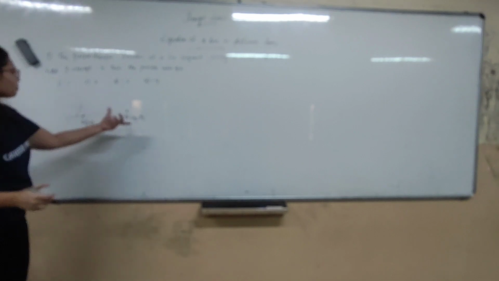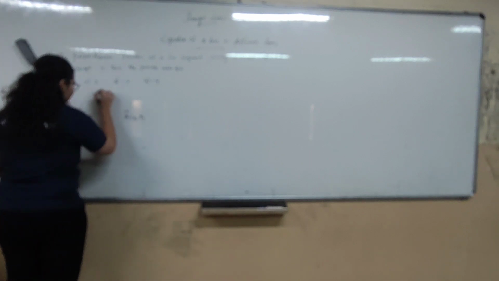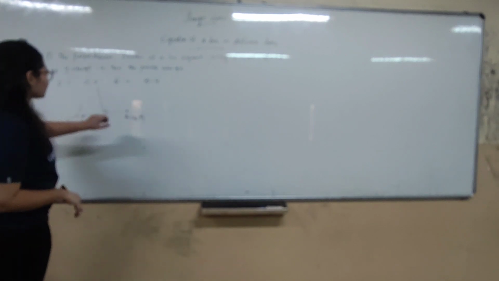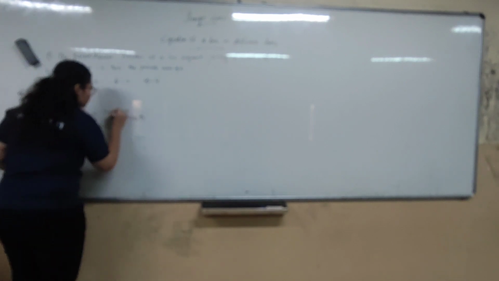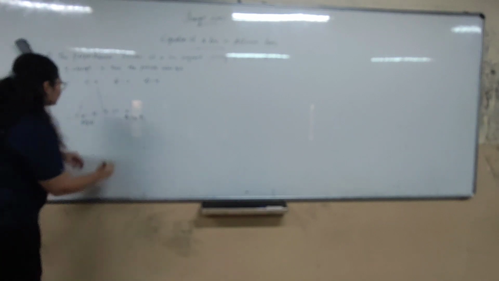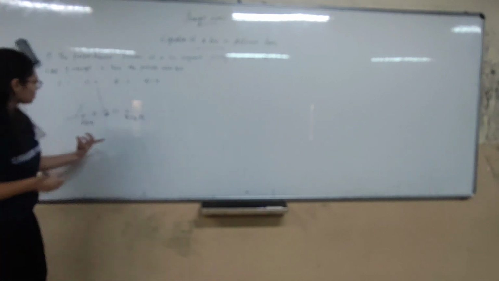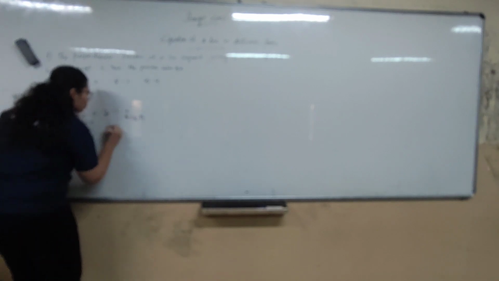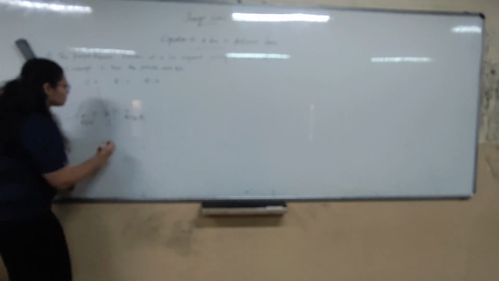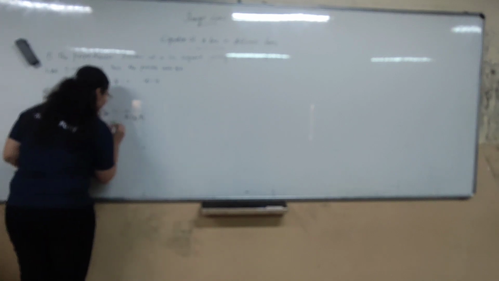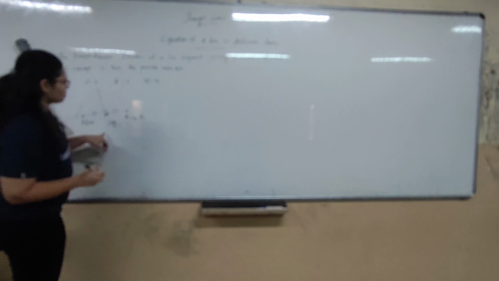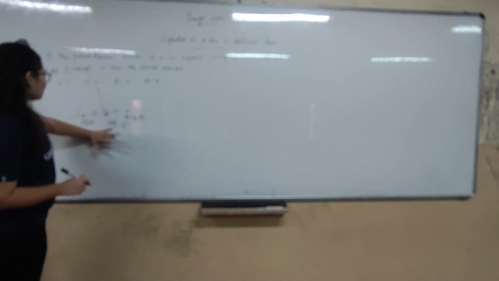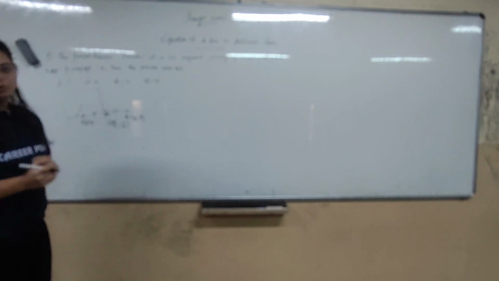So, the perpendicular bisector of this line. Let the midpoint be N. The perpendicular bisector passes through its midpoint. So, what are N's coordinates? (1 plus k) by 2, and (4 plus 3) by 2, that is 7 by 2. Right? So, we have got the midpoint coordinates.